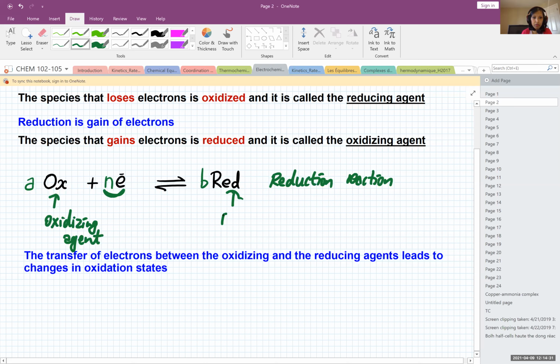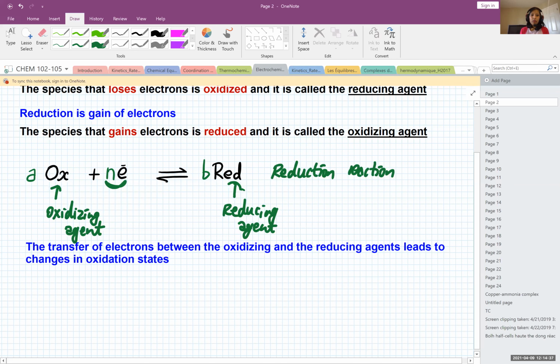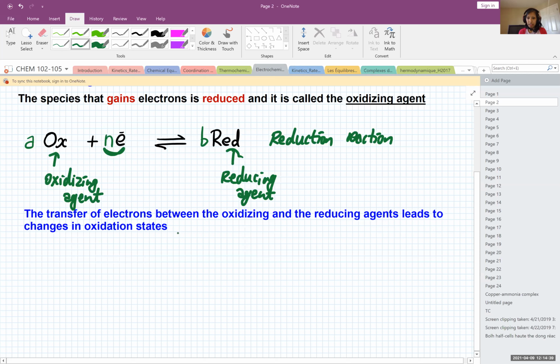And of course, this is for reducing. Now, the transfer of electrons, like we just said, will change the oxidation state of these oxidizing and reducing agents. And we can also look at oxidation or reduction by considering the change in oxidation state.